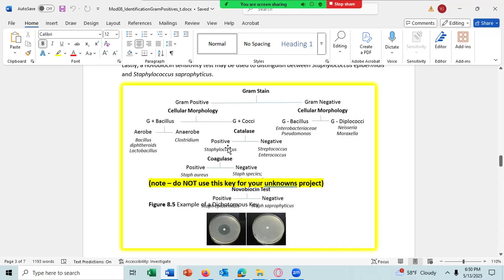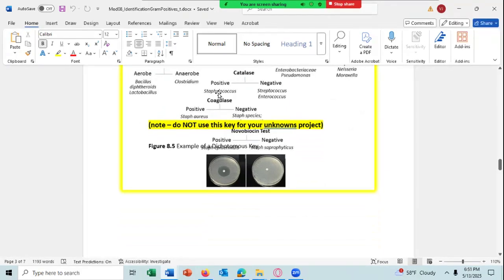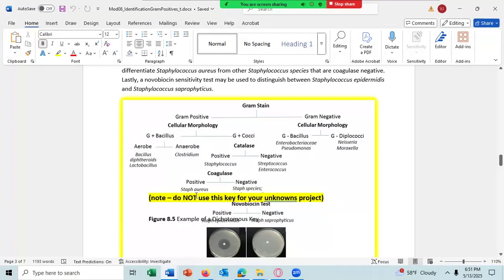And then we can look at the coagulase test and look at the coagulase positive members versus the coagulase negative members. The coagulase positive member is only one, Staphylococcus aureus. And so if it's coagulase positive, Staphylococcus, catalase positive, gram-positive cocci, and gram-positive, then we know it is Staphylococcus aureus. Any question about the dichotomous logic and using a dichotomous key?